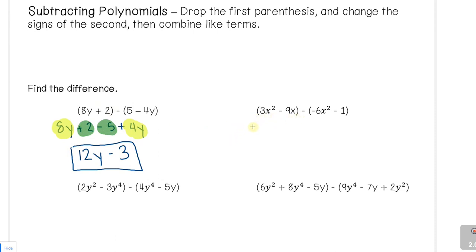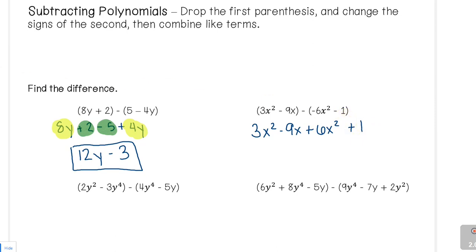Drop your first parentheses and rewrite it. So 3x squared minus 9x. We're subtracting, so we're going to change the signs of each term in the second parentheses. So we have a negative 6, it's going to become a positive 6x squared. We have a negative 1, it's going to become a positive 1.